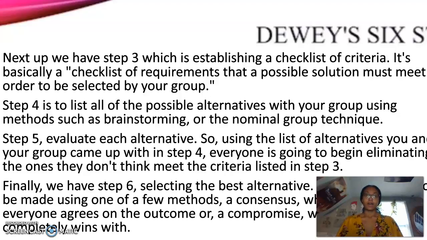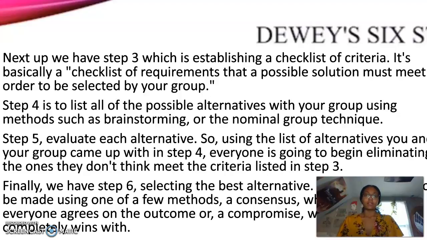And step 5 would be to evaluate each alternative. So using the list of alternatives you and your group came up with in step 4, everyone is going to begin eliminating the ones that they don't think meet the criteria that was listed in step 3, which is important. It's important that you do it following the steps 1, 2, 3, 4, 5, 6 in order, because as you can see, this step is going back to look at 2 different steps.